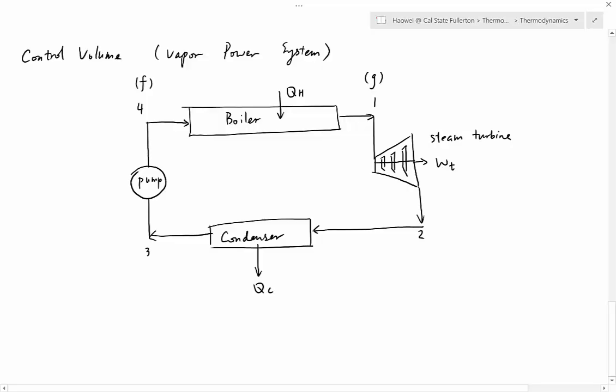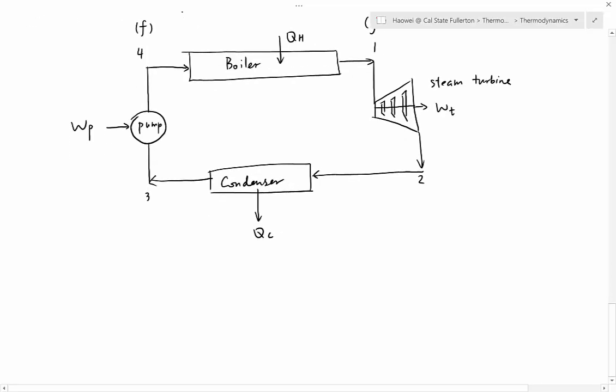How do you make a pump work? You have to provide the pump with electricity. So electricity, which is work, goes into the pump. We call it WP, which is the work consumed by the pump. So now you've noticed to make this cycle work, the steam turbine will generate mechanical work, which later on you will convert to electricity. However, at the same time, the pump will consume some work, which is WP.